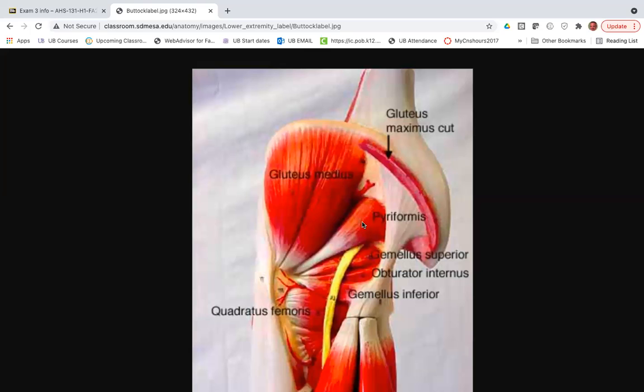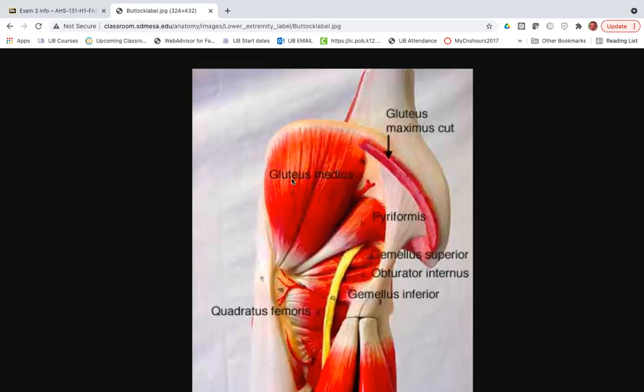Okay, it's the piriformis. It's a little bit of a typo here. Piriformis is spelled piriformis. There's no Y there. Okay, piriformis. Piriformis. It's a hip external rotator.